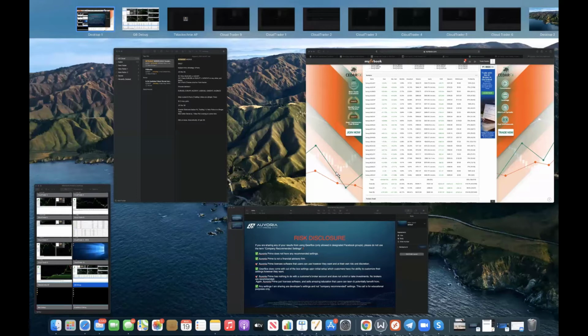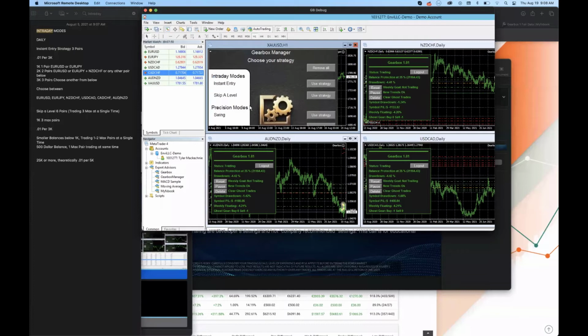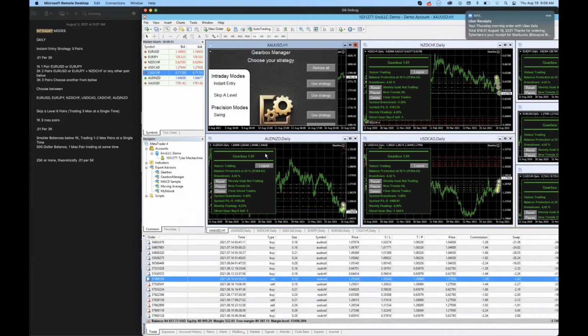The point is, what is intraday mode? We get some higher risk trades by doing this, but intraday mode essentially, let me make this smaller, and we can share screen, take a look here, and talk about it. Pull my notes. So here are the different intraday modes that you can use when trading GearBox. You can use your instant entry strategy, which you're only going to trade up to 3 pairs at once, or you can go ahead and choose your skip a level strategy, which allows you to actually have 6 pairs trading at one single time, or 3 pairs trading a single time, but 6 actually open at a single time.